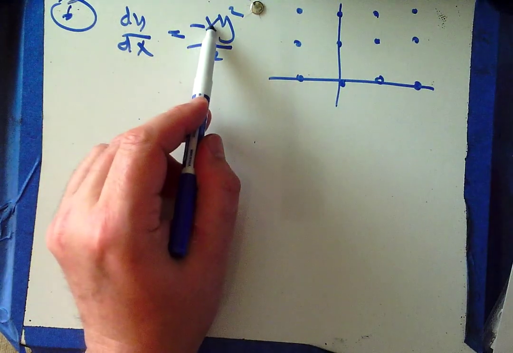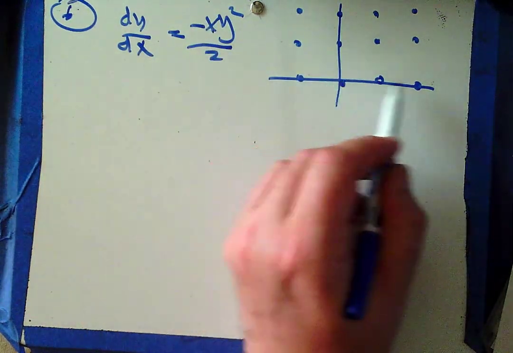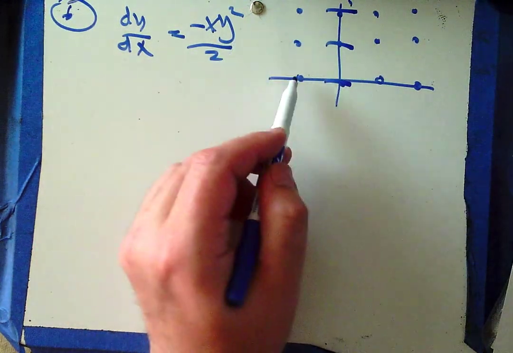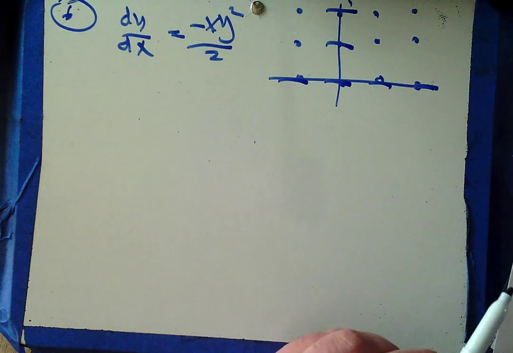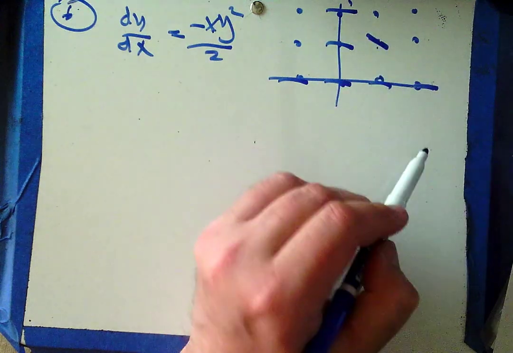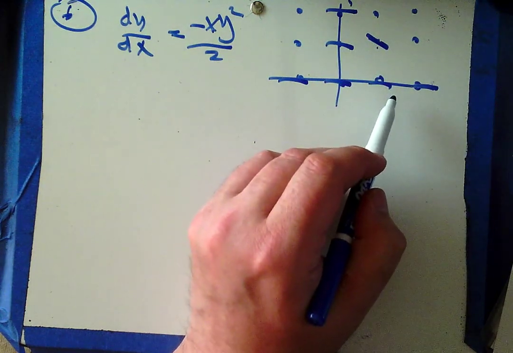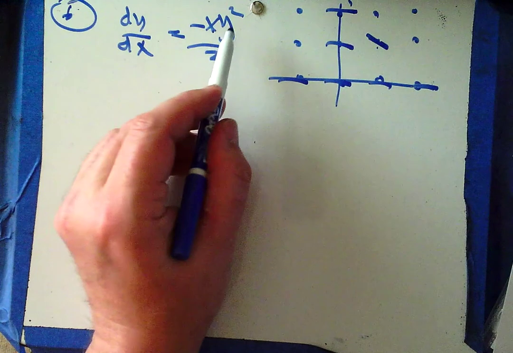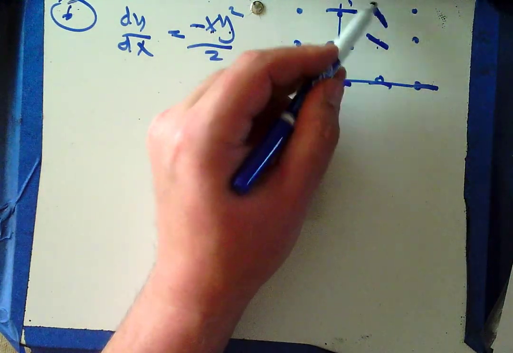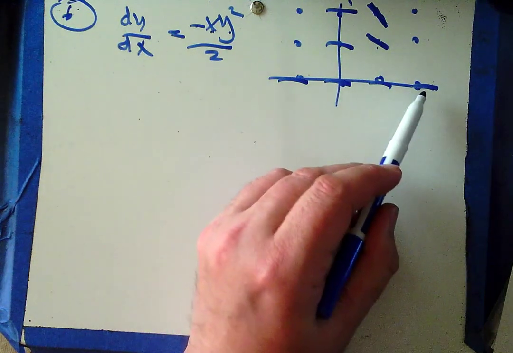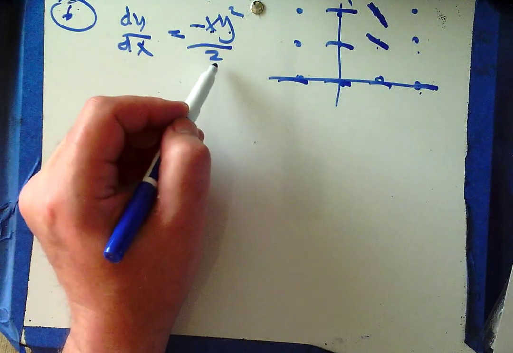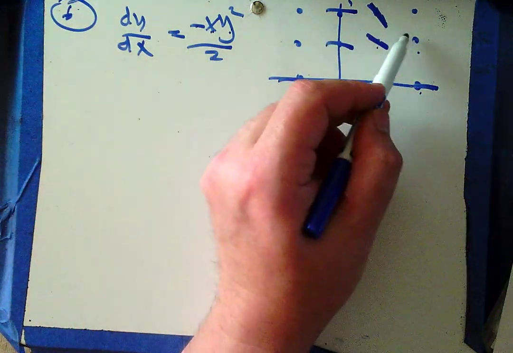If we plug in x equal to 0, we get a 0 slope. That's these. If we plug in y equal to 0, we get a 0 slope, and that's those. If we plug in the point 1, 1, we have negative 1/2. If we plug in the point 1, 2, this would be negative 4 over 2, or negative 2. If we plug in the point 2, 1, we have negative 2 over 2, which is negative 1.